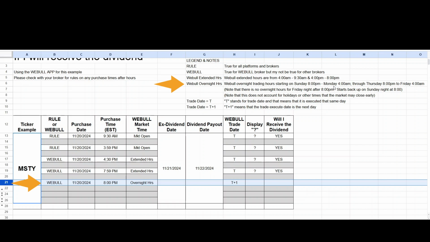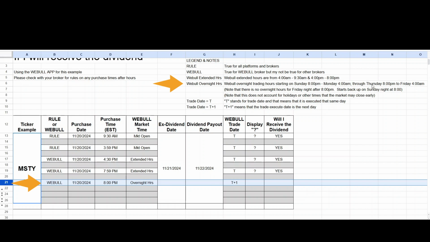So basically, let me explain this a little bit clearer. Sunday night at 8 p.m., the overnight hours start, and it goes to Monday at 4 a.m., because right at Monday at 4 a.m., it changes to extended hours, right? Because the one above here, 4 a.m. to 9:30 a.m., is the extended hours. So the overnight hours is 8 p.m. to 4 a.m., and that works for Monday, Tuesday, Wednesday, and Thursday, right?